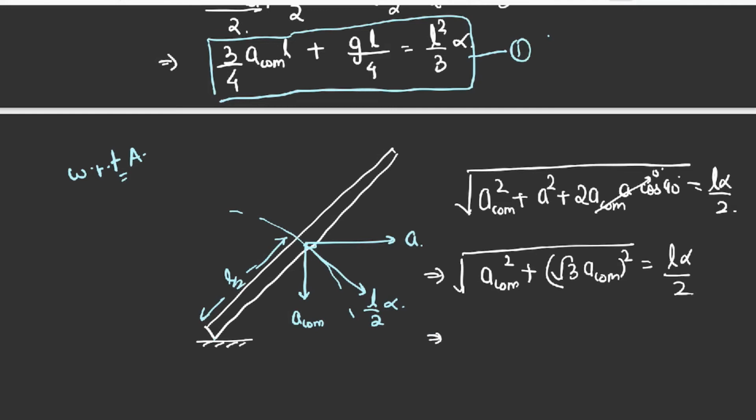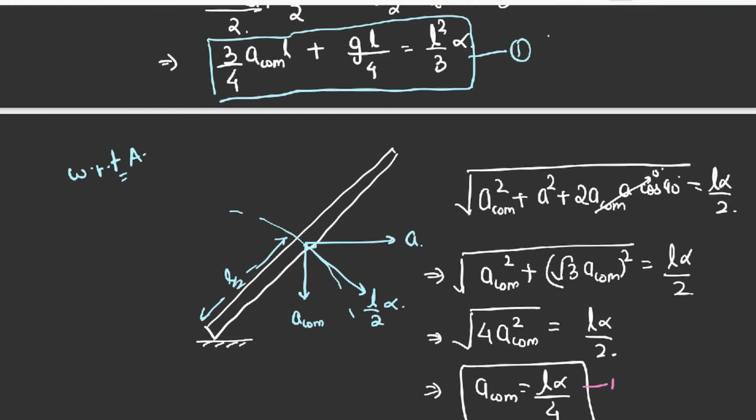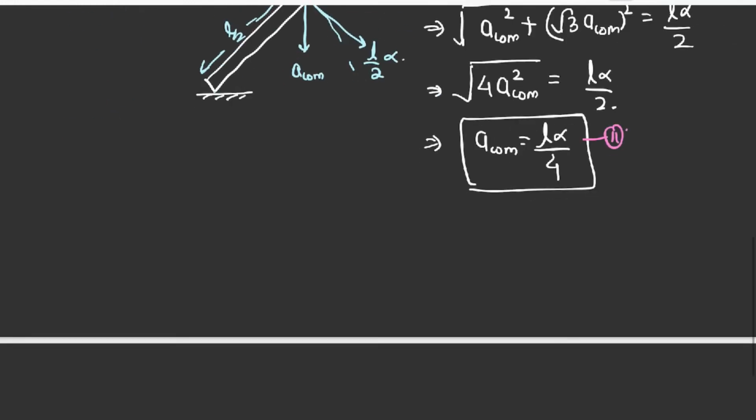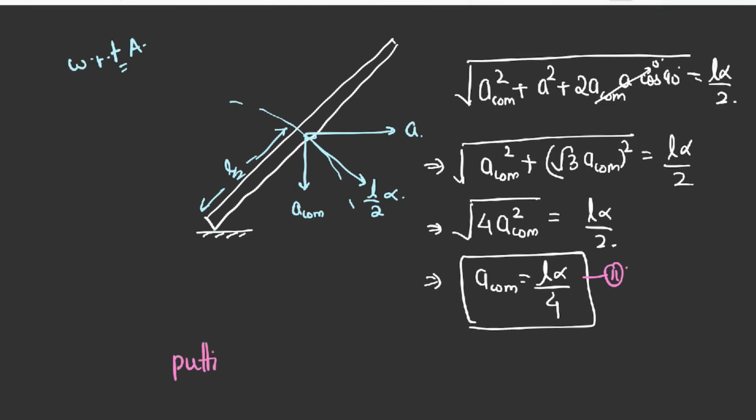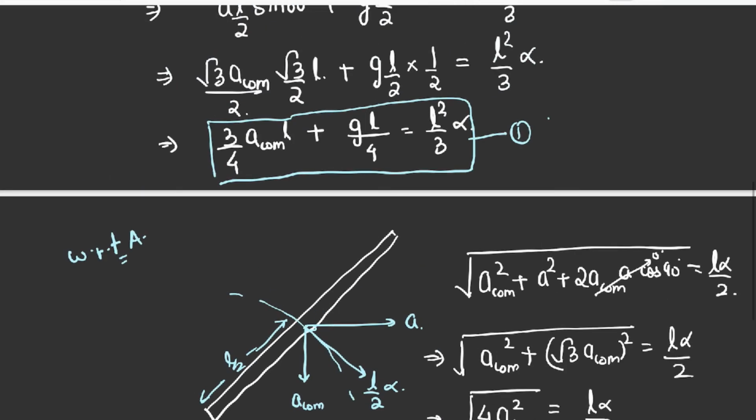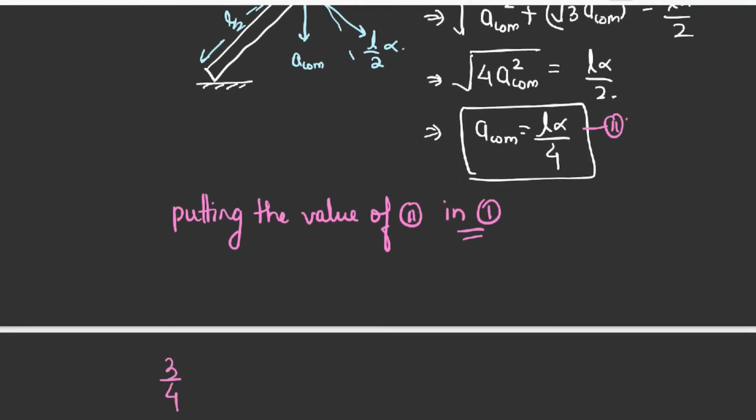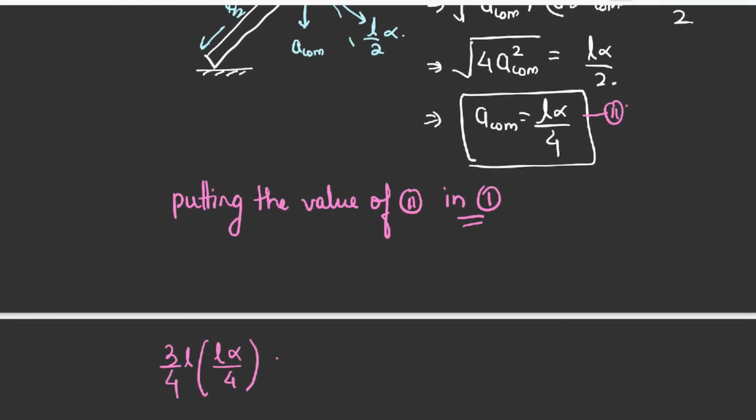That comes out to be how much? Square root of 4 ACM square is equal to L alpha by 2. So ACM will be equal to L alpha by 4. Yes, I got a relation between ACM and alpha. Look, this is very easy. So I got equation number 1 and equation number 2. What I'll do is put the value of 2 in 1. What do we get? We get 3 by 4 L into ACM, which I write as L alpha by 4, plus g L by 4 is equal to L square by 3 times alpha.